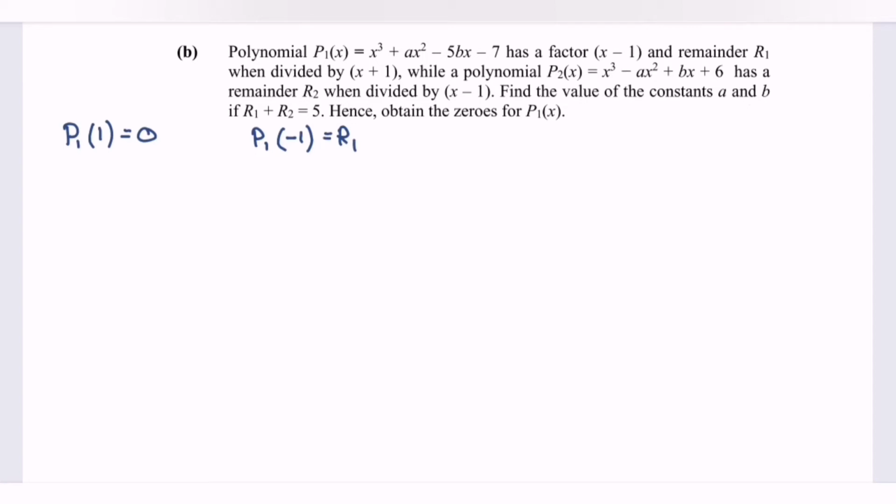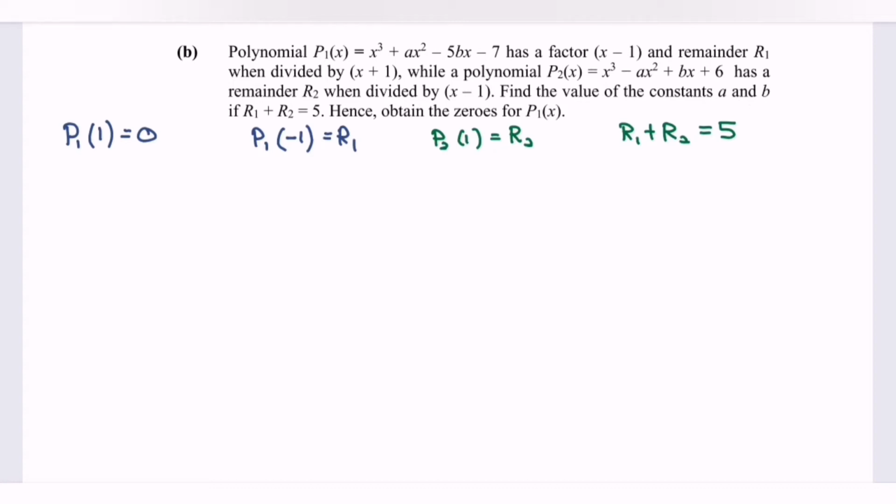While for the p sub 2 of x, where we have x cubed minus ax squared plus bx plus 6 has the remainder r2 when divided by x minus 1. So for this case, we have p1 which is equal to r sub 2. Find the value of the constants a and b if we have the situation r sub 1 plus r sub 2 which is equal to 5. Hence, obtain the 0 for the function p sub 1 of x.